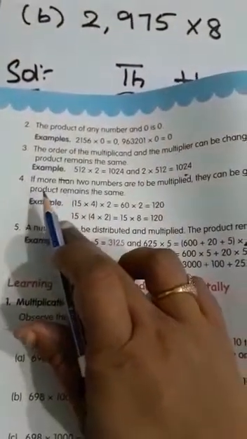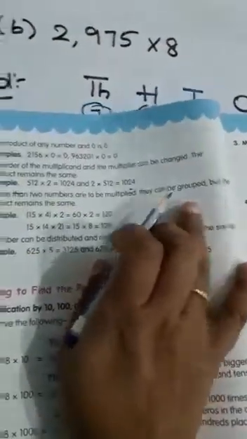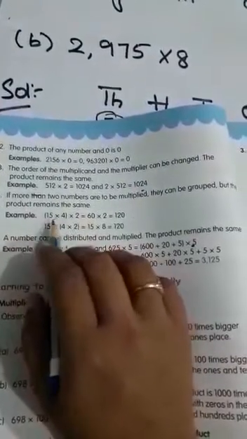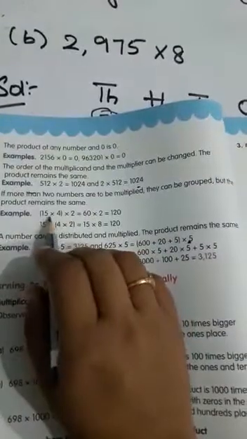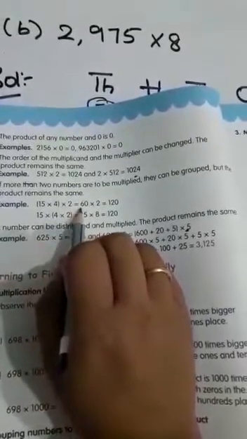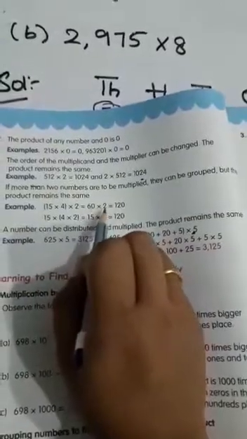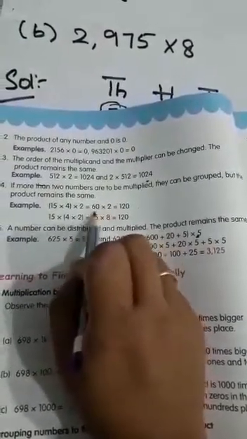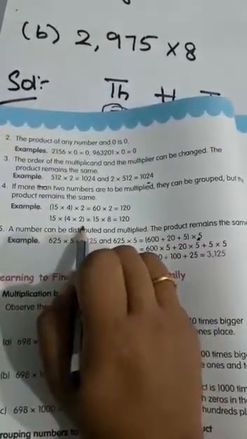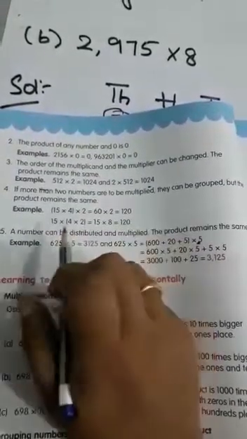Fourth property: if more than two numbers are to be multiplied, they can be grouped but the product remains the same. See here, more than two numbers, 15 into 4 into 2. 15 into 4 they have taken in a bracket and 2 they have written separately. So 15 fours are 60. 60 into 2 equals 120, because 6 twos are 12 and the 0 stays as it is. Here they have written 15 outside and 4 into 2 in a bracket. So 4 twos are 8. 15 into 8 again equals 120.